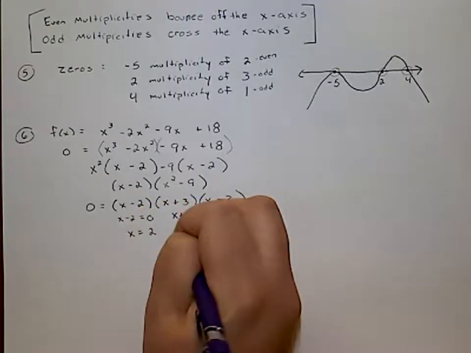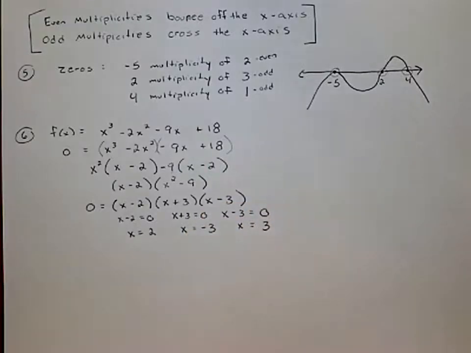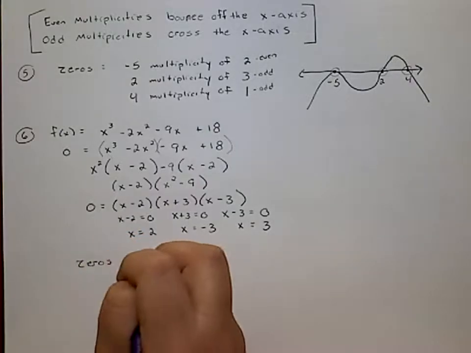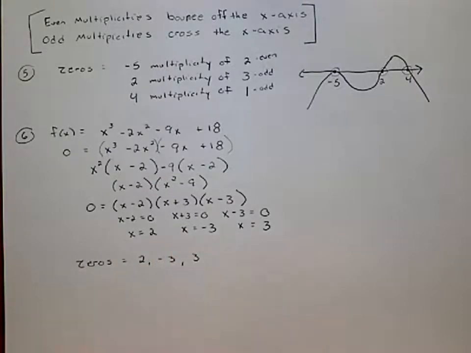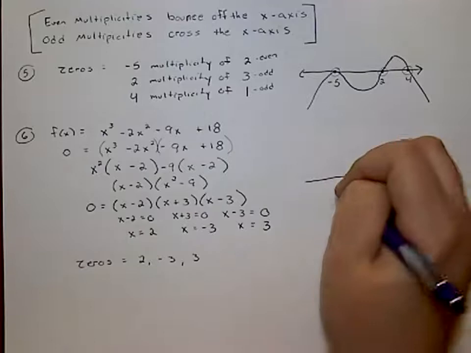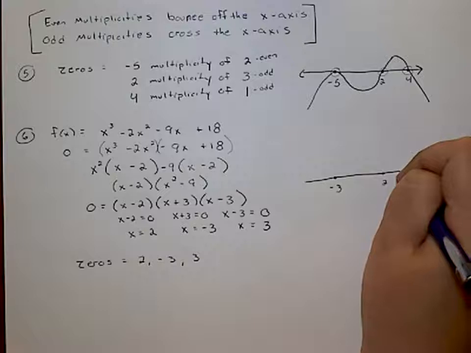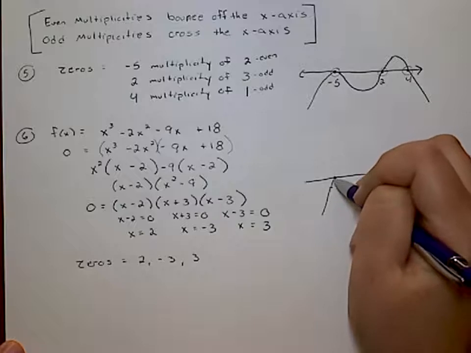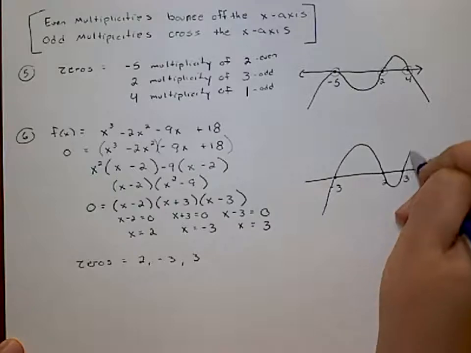That would be 2, negative 3, and 3. So what are our zeros? Well, exactly that. 2, negative 3, and 3. They all have multiplicities of 1. So if we went to go graph this, do a quick little sketch, we have something going on at negative 3, something going on at 2, and something going on at 3. So they are all going to cross. Multiplicity of 1 crosses, multiplicity of 1 crosses, multiplicity of 1 crosses.